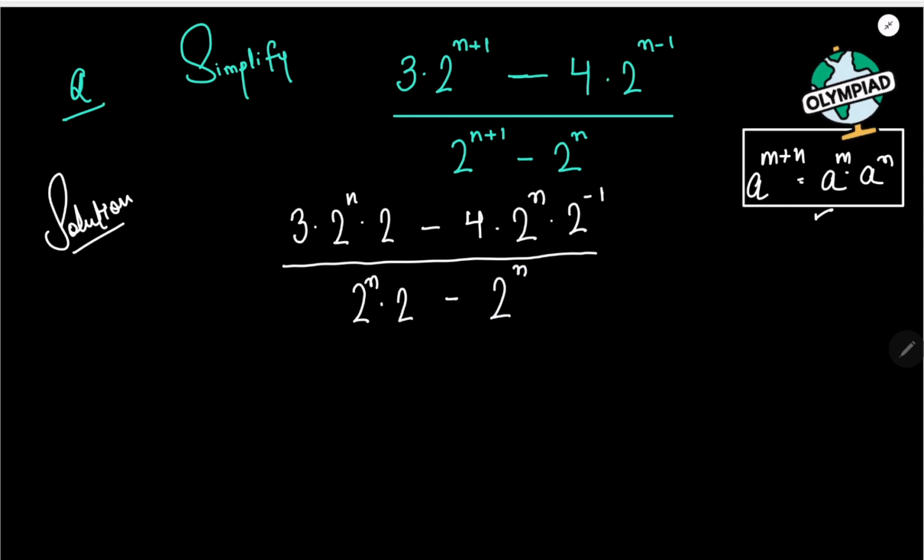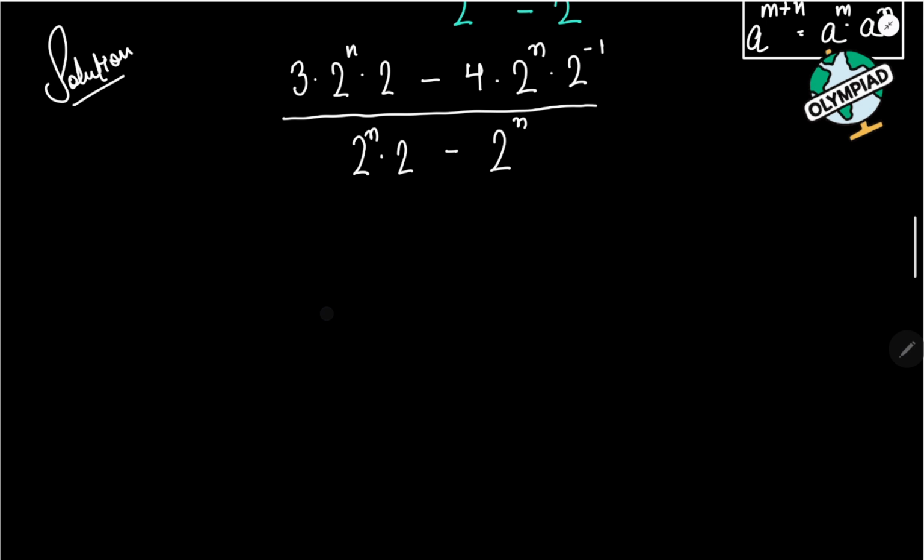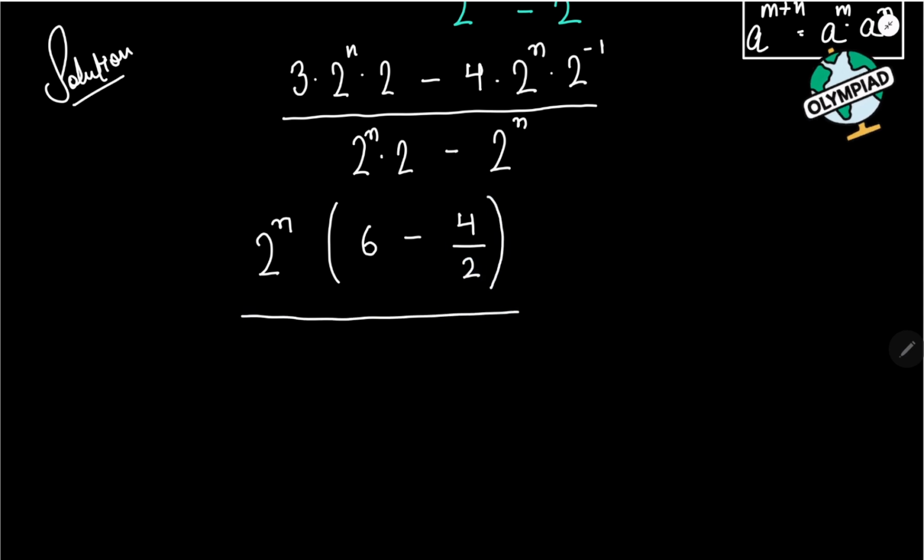Now what will I do? I will take 2 raised to power n common from the numerator. I am left with 3 times 2, that is 6, minus 4, and this 2 raised to power minus 1 will become 1 by 2, right? Divided by 2 raised to power n common, 2 minus 1, right?